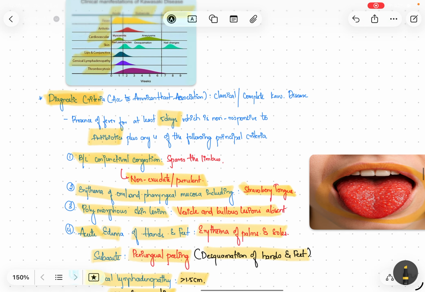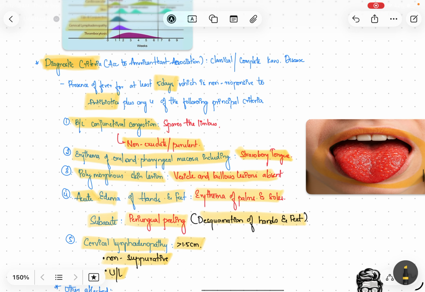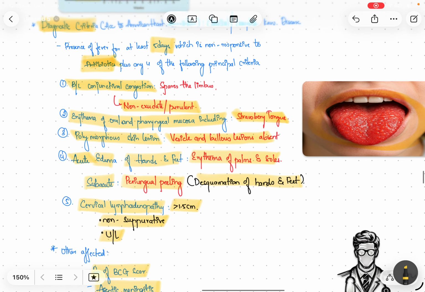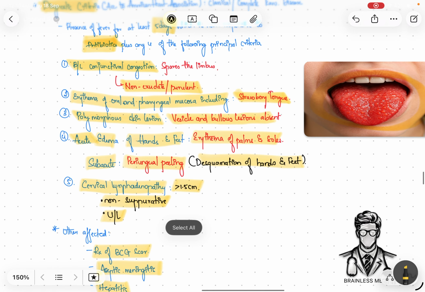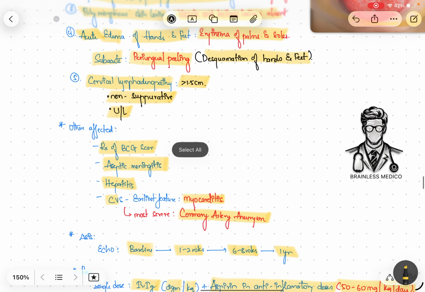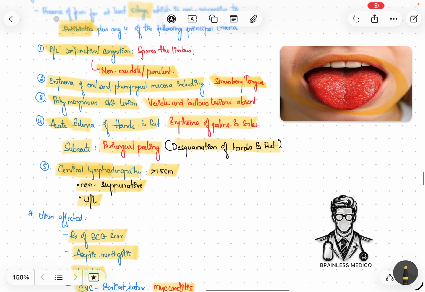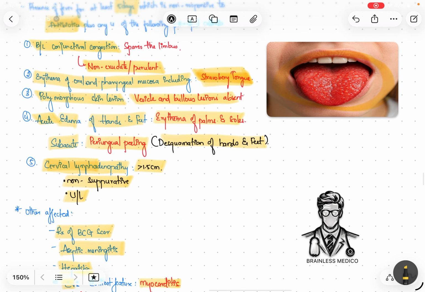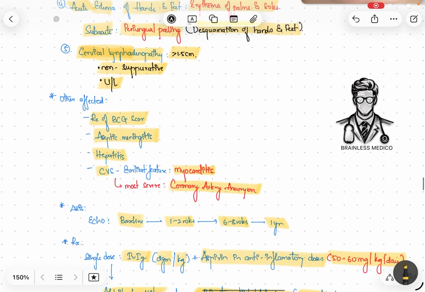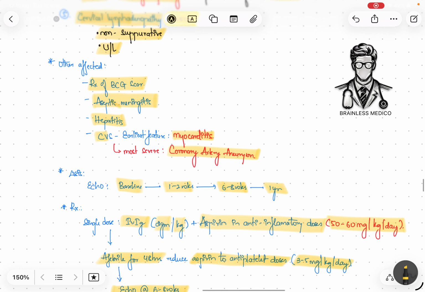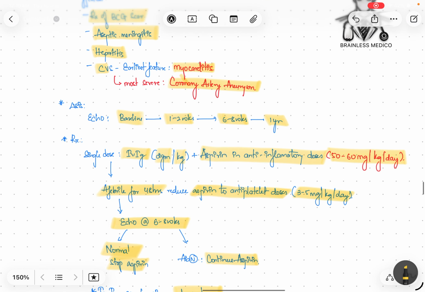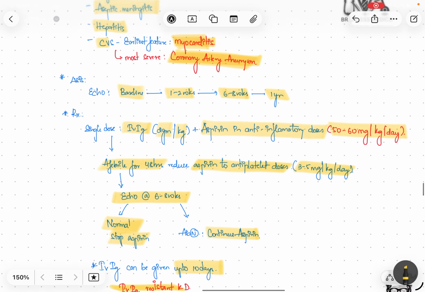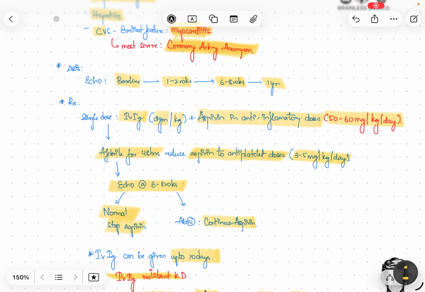Then we are done with the diagnostic criteria, which involves fever for at least 5 days which doesn't respond to antibiotics, and any four of the following principal criteria. So 4. Then coming to cervical lymphadenopathy, we have the clinical manifestation strawberry tongue. Don't forget it. You need to check the DD of strawberry tongue, which is a 3 marker for undergraduates. Then other effects, BCG scar, aseptic meningitis. Then in CVS, we saw the earliest feature is myocarditis, most severe is coronary artery aneurysm. So you need to do 4 echocardiographies with the follow-ups.